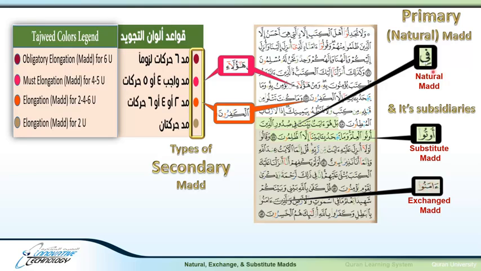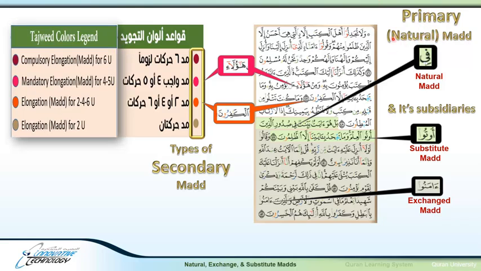So in primary med or its subsidiaries, there is no special color that indicates them, meaning that any vowel that has a black color is to be lengthened naturally, given the natural lengthening, which is 2 units, and it belongs to the primary types of med. It is this primary natural med and its subsidiaries, the substitute and the exchange, all represented in black, that are the topic of our current lesson.